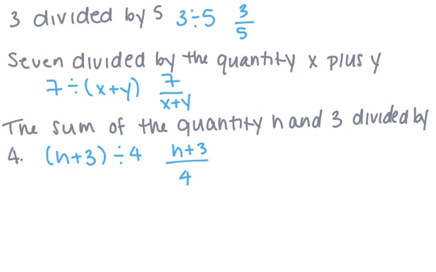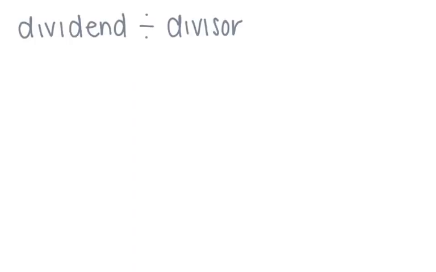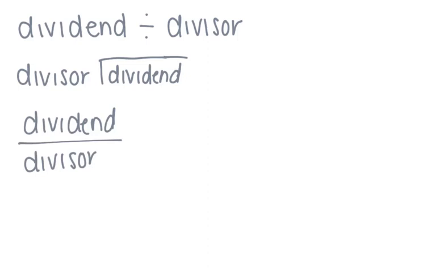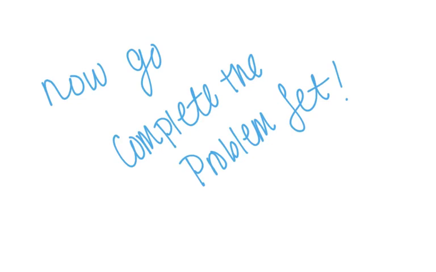Time for the lesson summary. Remember, when you are writing division expressions with the division symbol like it is on the screen, the dividend comes first and then the divisor. If you're writing a division expression with the bracket form, the divisor will go on the outside and the dividend will go on the inside. And if you are writing it as a fraction, it is going to be dividend over the divisor. Now, go complete the problem set.